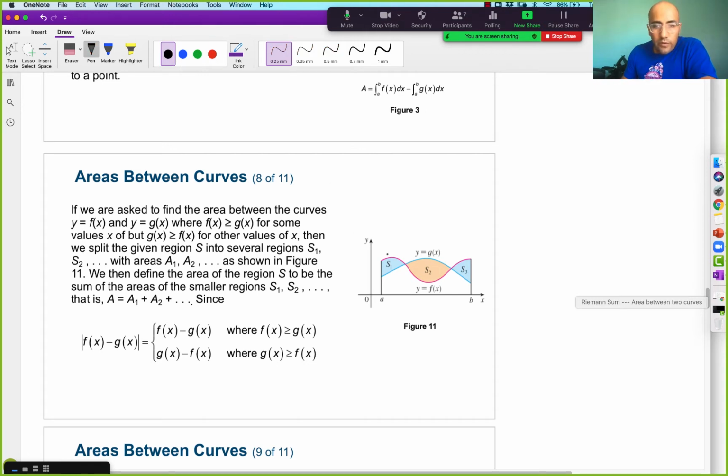Let's write down. So in this little region, let's go right there, and then this little region right there. For this part of my domain, it's true that I'm going to have f of x minus g of x, because the f of x is larger. Same thing with this region over here. I'm going to write down f of x minus g of x. But for this middle part, it's the other way around. It's going to end up being g of x minus f of x.